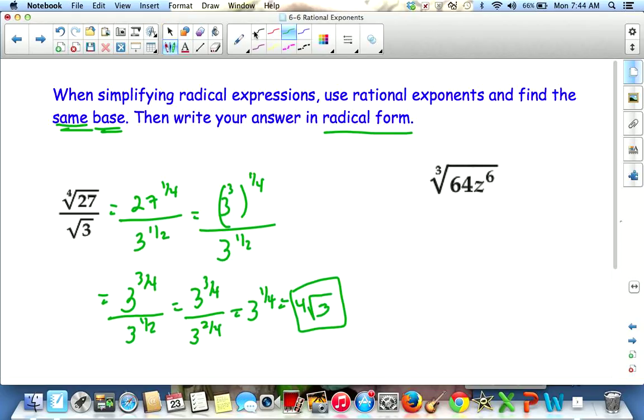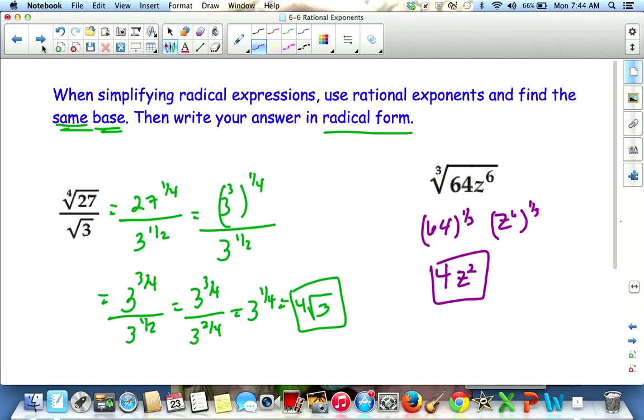This one's a little bit easier because we're not dividing. So what we can do is split this up into 64. We can do the 1/3 root of 64, the 3rd root of 64 rather, which is just 4. It comes out nice. And then we have z to the 6th to the 1/3. So z to the 6th to the 1/3 is going to be z squared for that one, which is kind of a review of that last section as well, but you'll see that again.